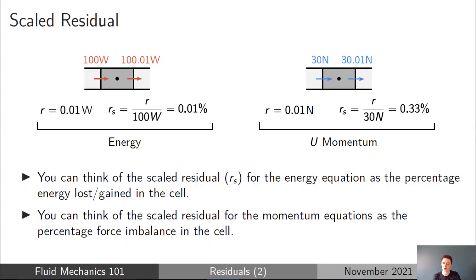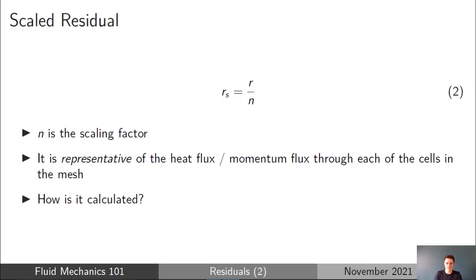So you can see in the small image on the right, we could have just applied this same idea to the U momentum equation, where we'd have 30 newtons of force acting on the left face of the cell and 30.01 newtons acting on the right face of the cell. So in that case, the residual is 0.01 newtons. And what we'd be looking at with the scaled residual is the percentage force imbalance relative to the force acting on the cell, or the momentum flux passing through the cell. You can also think of it that way.